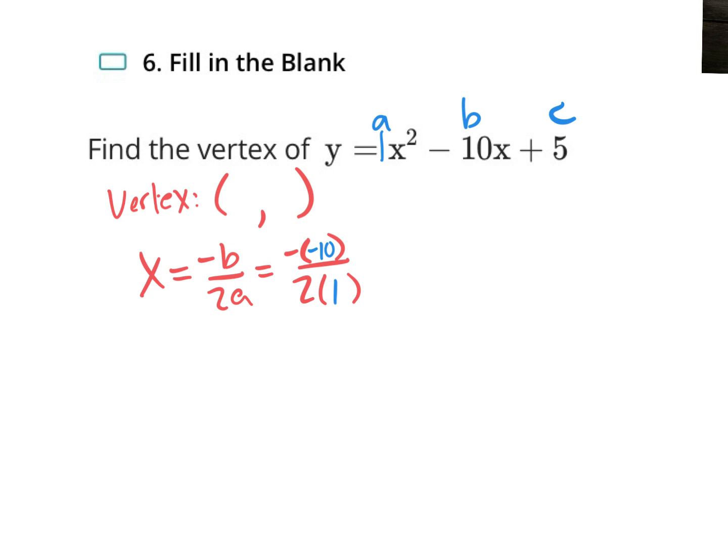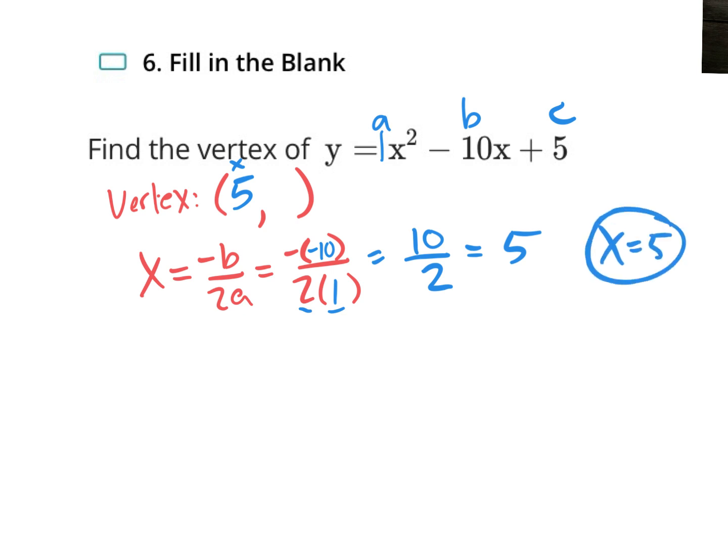So let's do this correctly. Up on top, we have a minus 10. That becomes a positive 10. And on the bottom, we have a 2 times 1, which is a 2. So what do we have here? We have a 10 divided by 2. That is a 5. What did we just find? The x value of the vertex. So here's the x value, the first number. That's a 5.